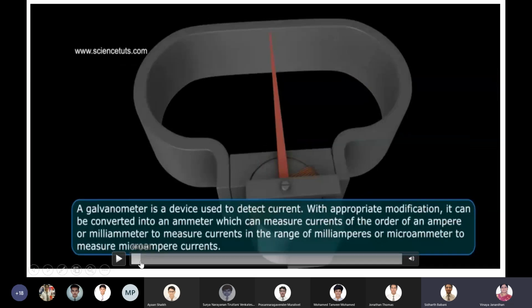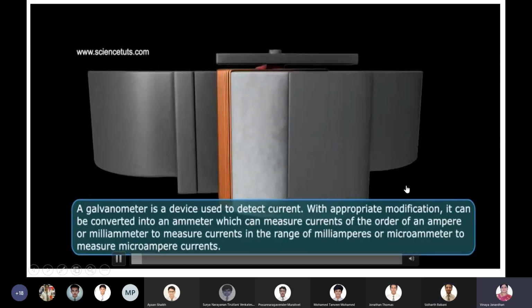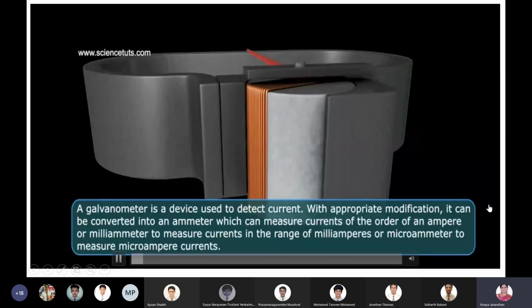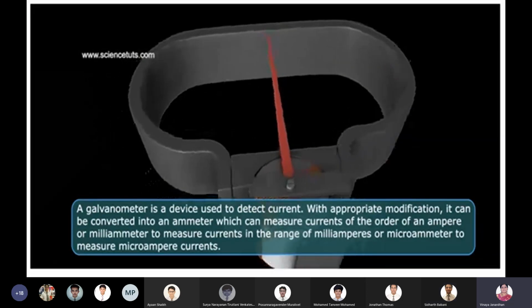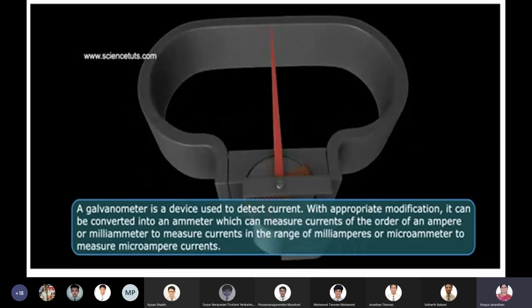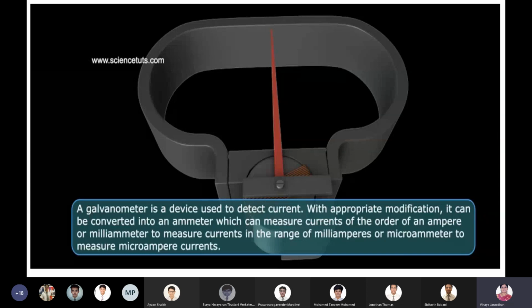To measure currents of the order of an ampere, with appropriate modification it can be converted into an ammeter, which can measure currents of the order of an ampere, or a milliammeter to measure currents in the range of milliamperes, or a microammeter to measure microampere currents.